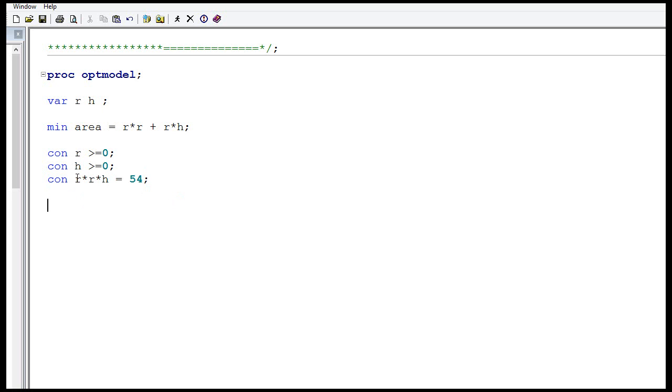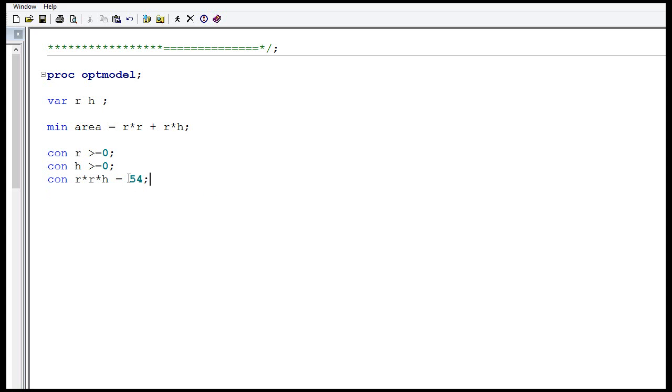Remember, the volume is pi r square h, and the volume given to us is 54 pi. So pi gets cancelled from both sides, and your 3.14 gets cancelled as well. So what we remain with is r square h should be equal to 54.